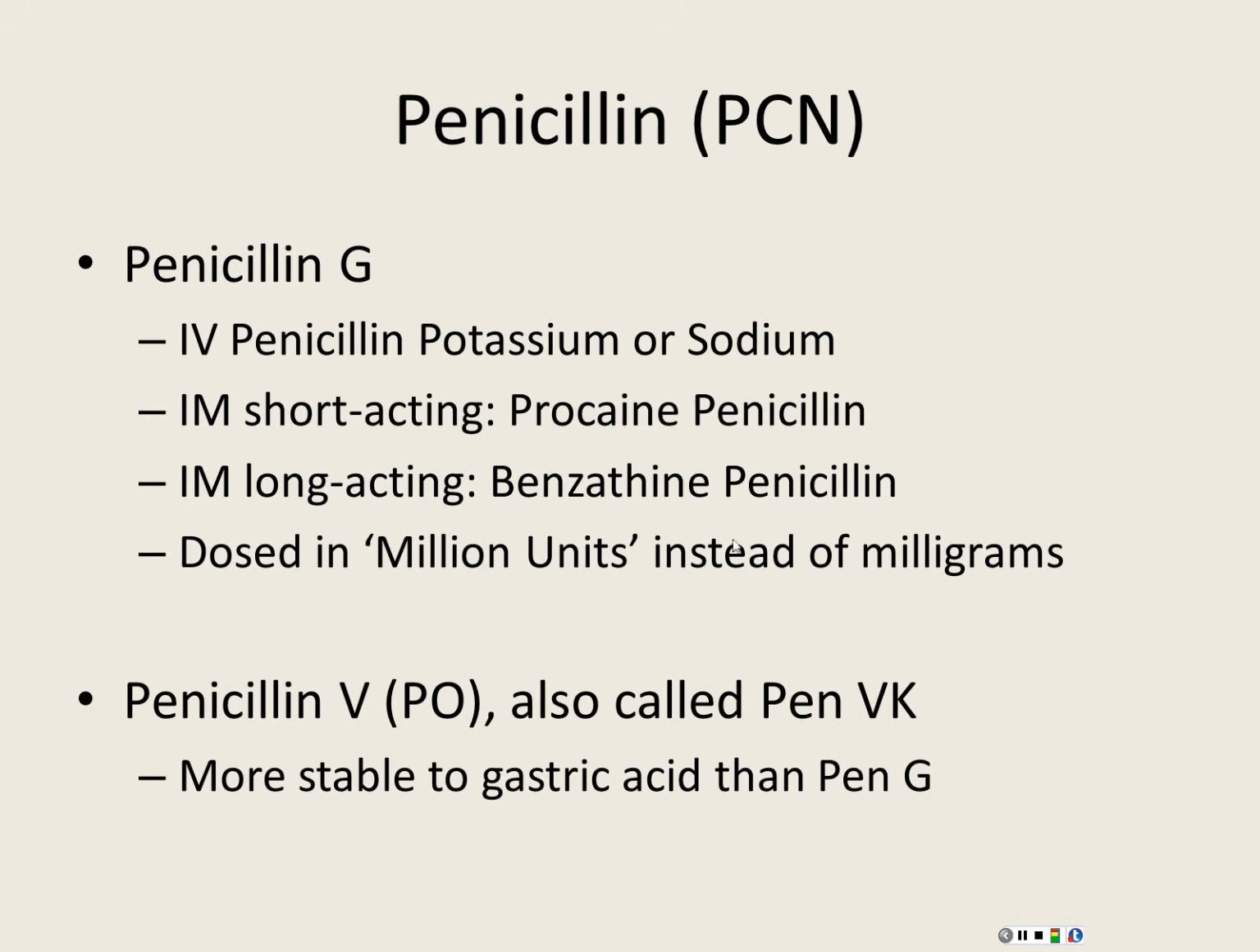Of note, penicillin G is dosed in million units instead of milligrams. The oral formulation of penicillin is called penicillin V. I always teach my students that the only way I really remember that is thinking that V equals vegetable, and I eat vegetables, they go in the mouth, and so that's how I remember that V is for the oral and G is for the IV, so if that helps you. It's also called penicillin VK, and it was specifically developed to be more stable to gastric acid and able to be absorbed better than the penicillin G product.